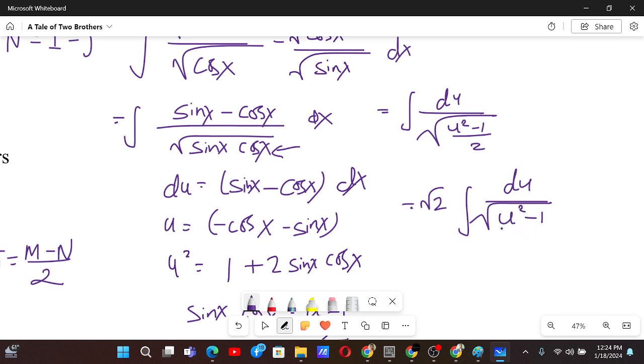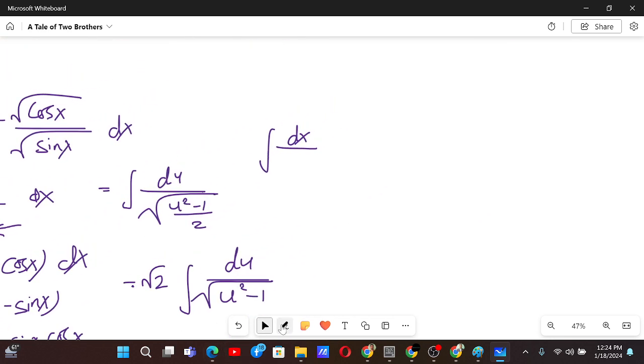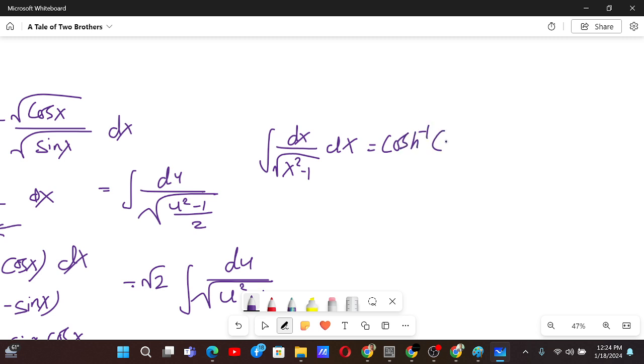Now in this, you should know that if we have dx by root under x square minus 1, let me also show you how this works. This integral of dx by root x square minus 1 is actually equal to cos h inverse x. Let me show you how with a different color. So basically, if you let x as cos theta, our dx will be sin theta d theta.